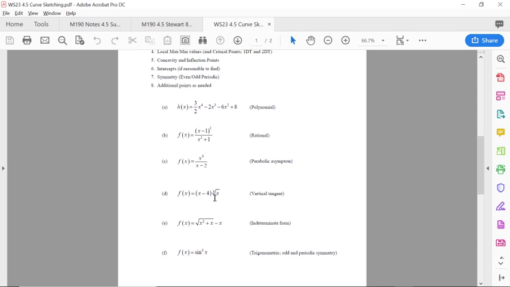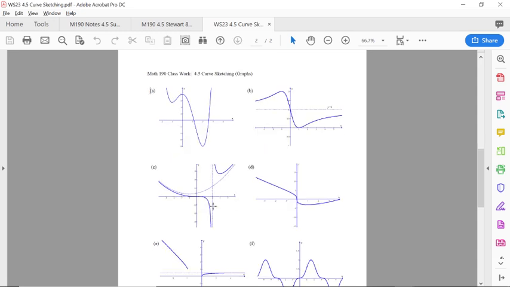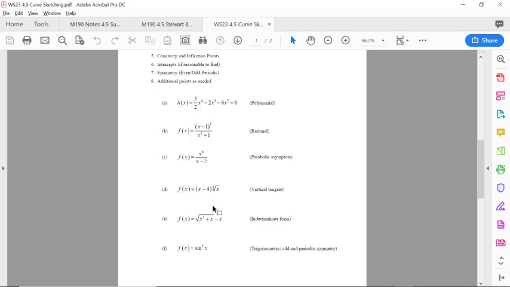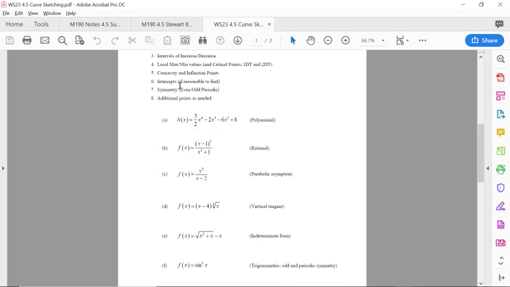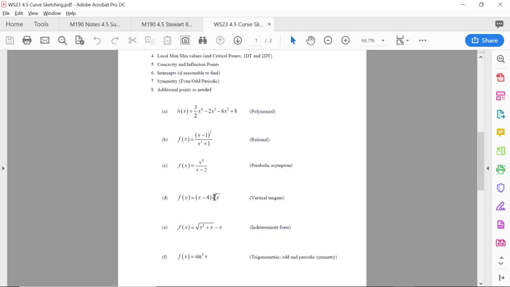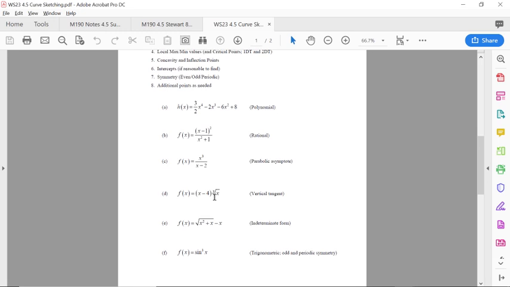Okay, letter D, you can try that one out, see if you can come up with a sketch for that, see if you can find a variety of the different features described here. Increasing and decreasing intervals, concavity, how do you locate inflection points, how would you locate if there's any asymptotes there. And how would you investigate whether there's a vertical tangent?